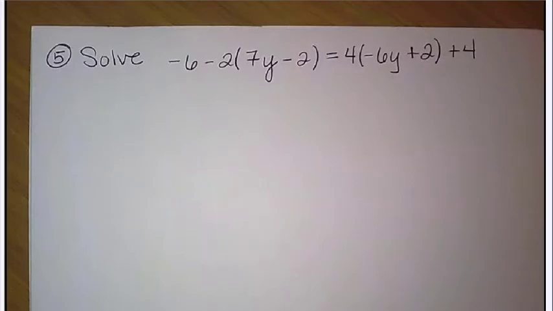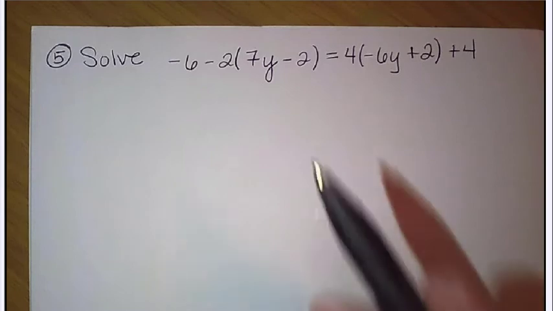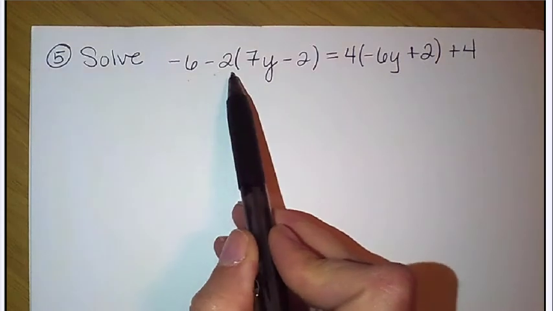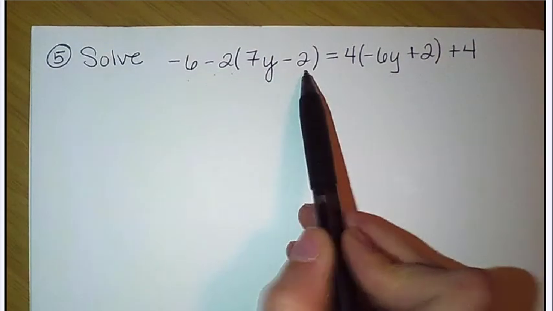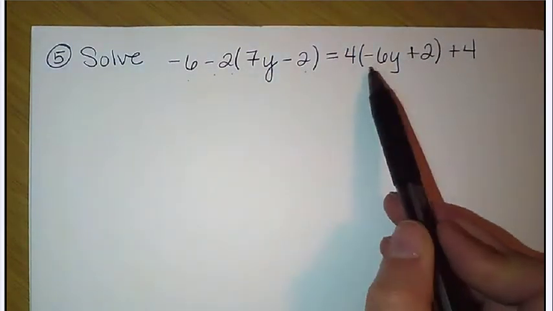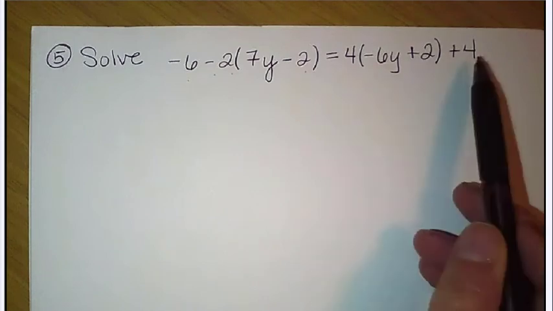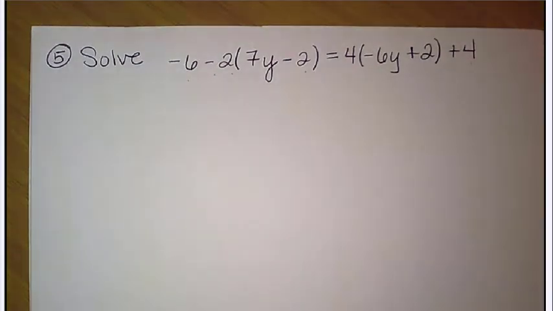Okay, so for our next example, we're going to pretty much run the gamut on this. The only thing we're not going to do in this particular problem is clear the fractions because we don't have any fractions. But we are going to do every one of the other steps to complete this problem. If you can see, we've got negative 6 minus 2 times 7y minus 2 equals 4 times negative 6y plus 2 plus 4. Now, one of the biggest mistakes people make in this problem is they see that negative 6 minus 2 and they want to combine those together and tell me that that's negative 8.